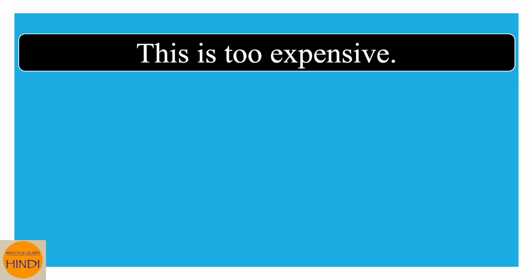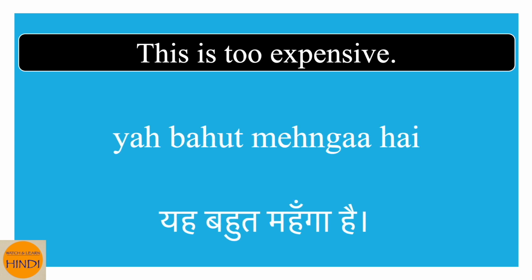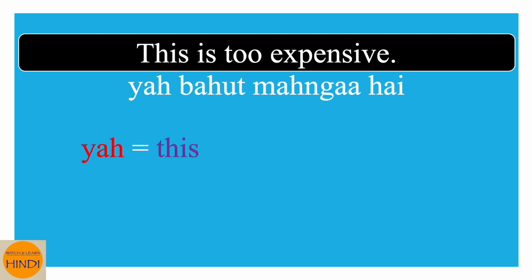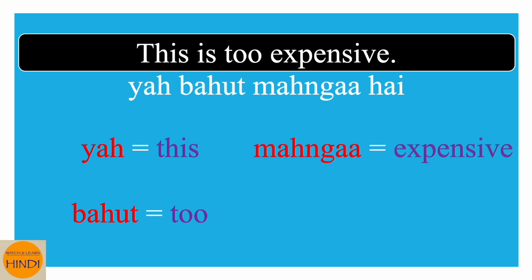This is too expensive. Yeh bahut mehenga hai. Yeh is this. Bahut is too. Mehenga is expensive. And hai corresponds to is. Yeh bahut mehenga hai. This is too expensive.